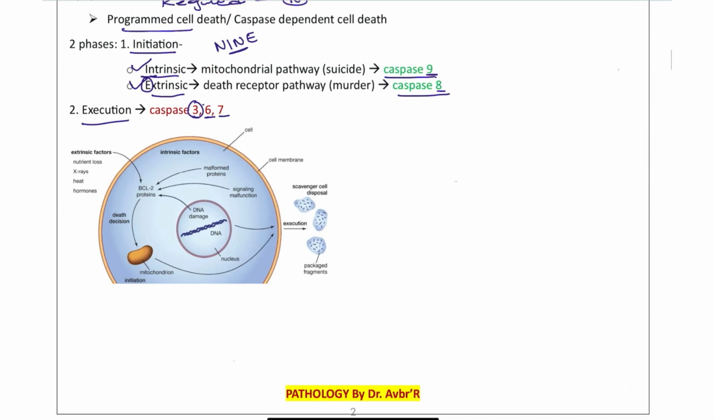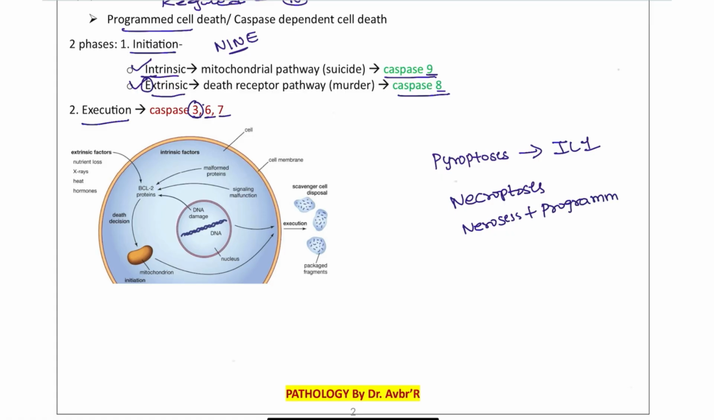Next, we also have the other types. One is pyroptosis. Pyroptosis is seen with IL-1. Necroptosis. What is necroptosis? The necrosis in programmed cell death. Okay, this will be associated with viral infections. Next one is ferroptosis. So ferroptosis is seen with increased ferrous levels.